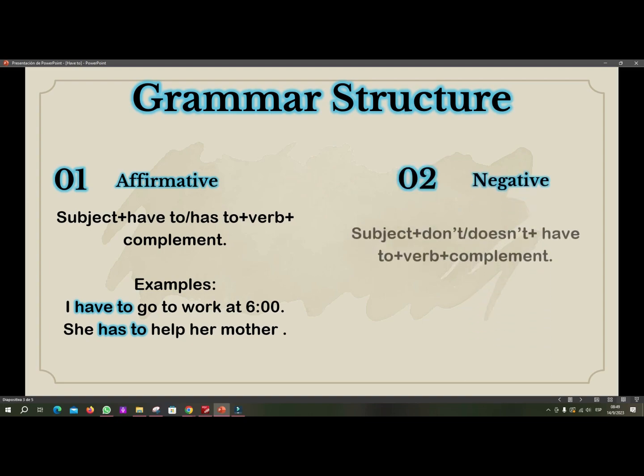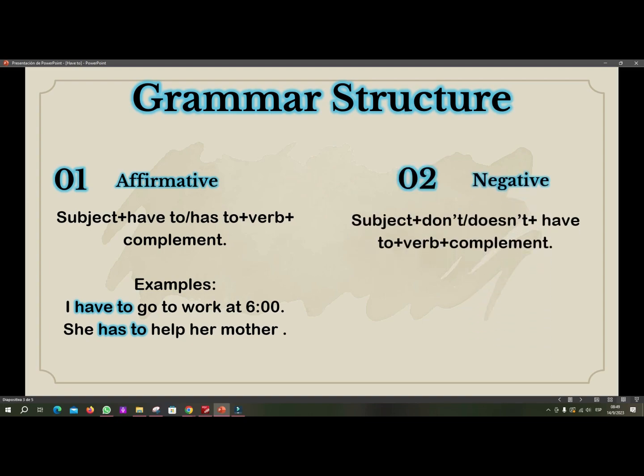Also the negative form, you're going to have first the subject plus don't or doesn't. Then you're going to have have to, not has to. If you have doesn't, it means that there is third person singular, but you're going to use the modal verb in the base form. That will be have to, also a verb in the base form and the complement.